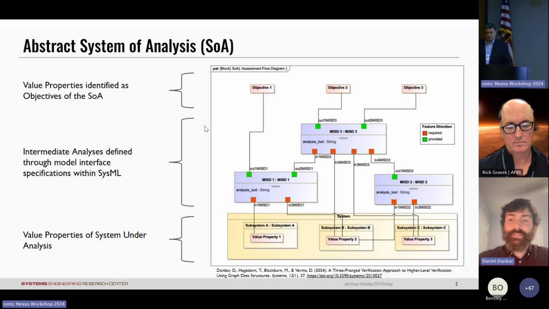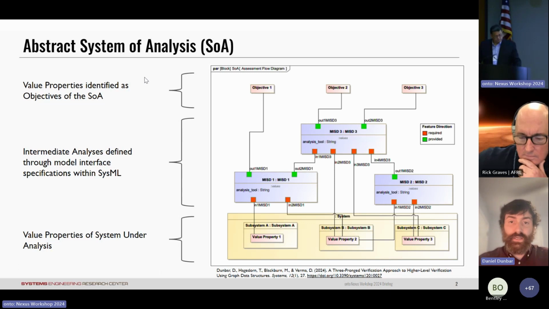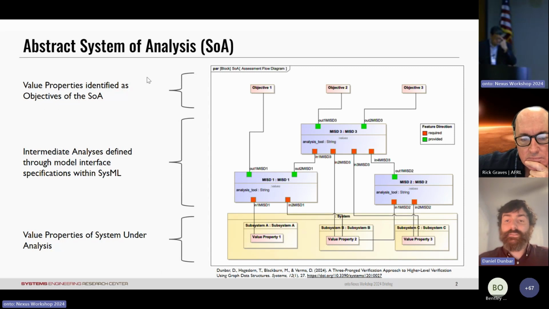So here, this is a system of analysis. It's abstract, but this is where I'm talking about co-locating the system of analysis with what we're trying to analyze. There at the bottom, you have value properties associated with the system under analysis. This, of course, is a SysML parametric diagram. In the middle, you have intermediate analyses, different models. These are the interface specifications that I was talking about earlier that we are defining, and we are explicitly connecting with the system under analysis. And there at the top, you have analysis objectives. These are value properties within the SysML model, but these are what we're trying to get to.